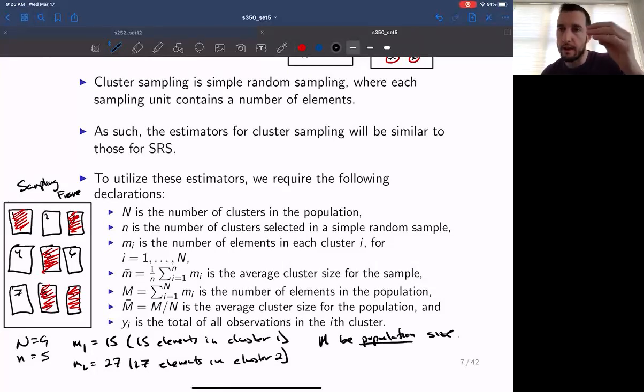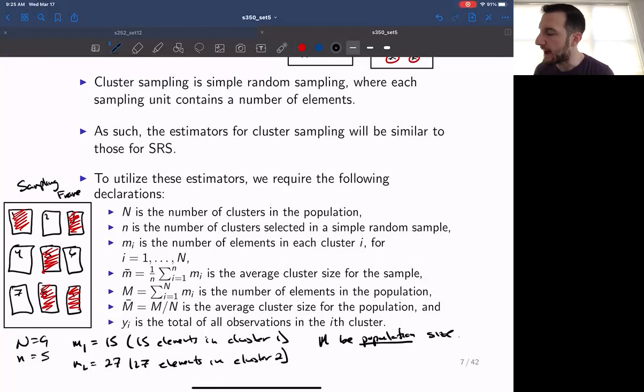Here, we let little n represent the number of units we selected from capital N. With the cluster sampling scheme, the units are collections of values. So little n still represents the number of units that we have selected from the population size, but the units are now these collections of values. So we let small m represent the number of elements in each cluster. Capital M is just the total number of elements across the whole population. So capital M in cluster sampling was capital N in simple random sampling.